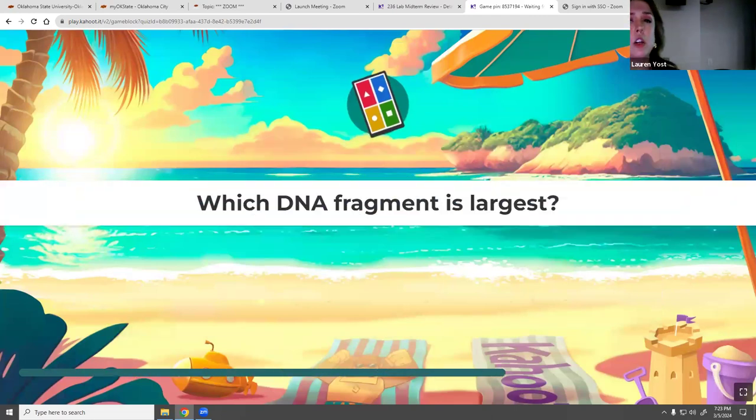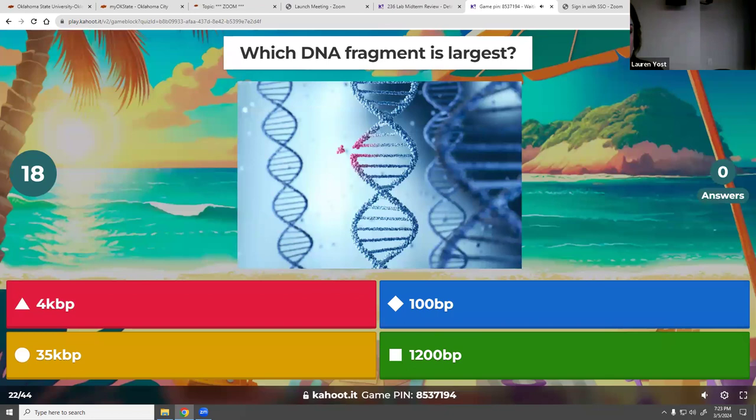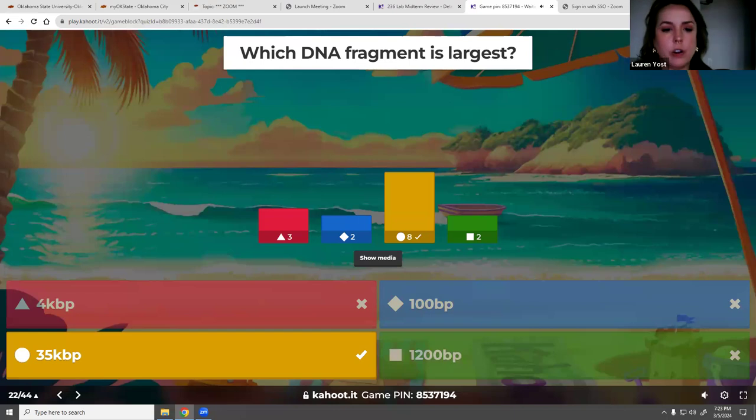Which DNA fragment is the largest? Be sure you look at all of them and read all your choices. Okay, so this is 35 kbp. Kbp stands for kilobase pairs, so we're talking about thousands of base pairs there. BP is base pair. So the blue is 100 BP, 1200 BP, then red is 4000 BP, and the yellow is 35,000 BP.